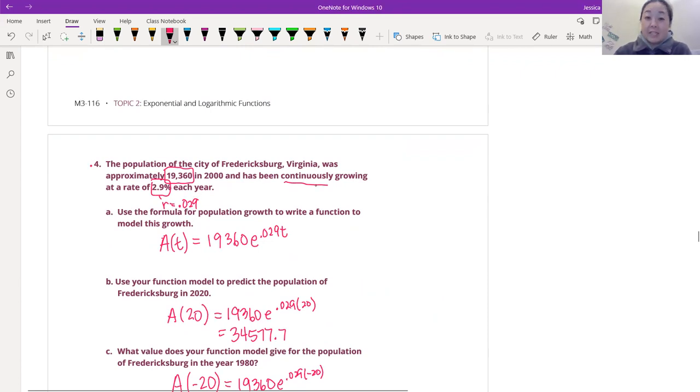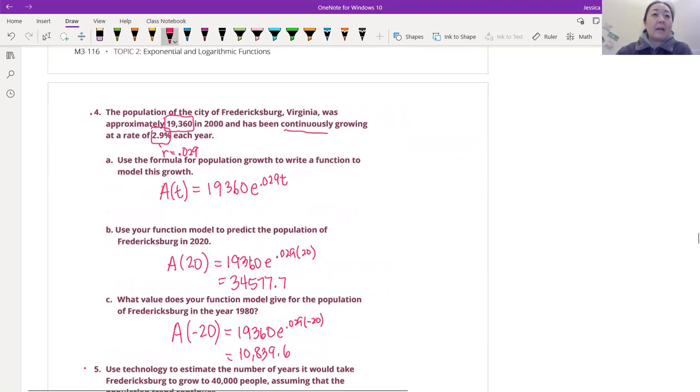And notice it says continuously. So we're like, ooh, Nert. And please note that 2.9% is not 0.29 because that would be 29%. That's way too large, way too fast. So 0.029. And again, we're going to put our initial population right here, E to the RT. So R is going to be 0.029 and then T, we don't know. This is just our formula.